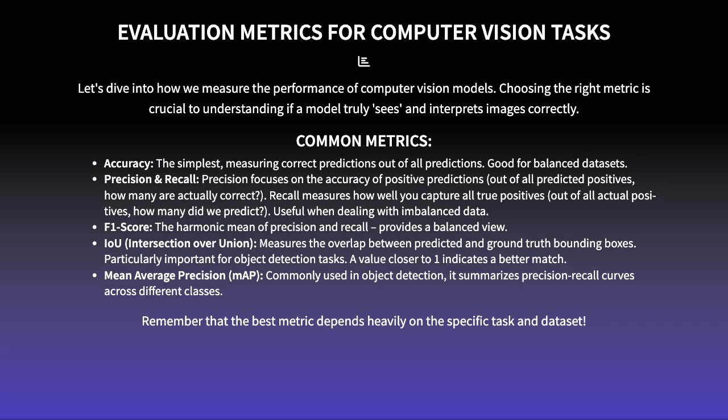Precision tells us how reliable our positive predictions are, while recall shows us if we're catching all the actual positives. Then there's the F1 score, which balances these two concepts. For object detection tasks, intersection over union, or IoU, is really important. It measures how well our predicted bounding boxes overlap with the actual ones. And finally, mean average precision, or mAP, is a popular metric for this type of task as well. Ultimately, choosing the right metric depends on what you're trying to achieve and the characteristics of your data.